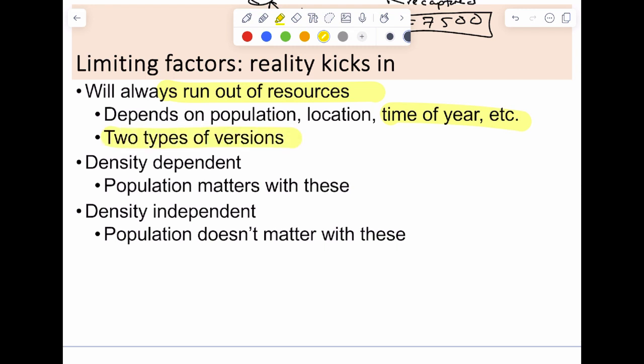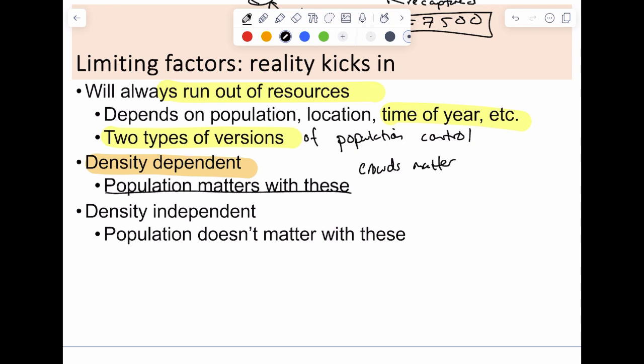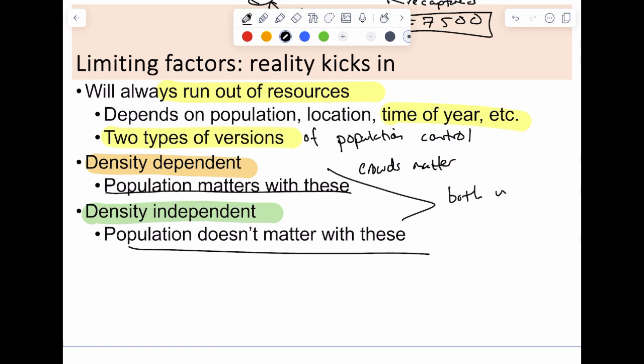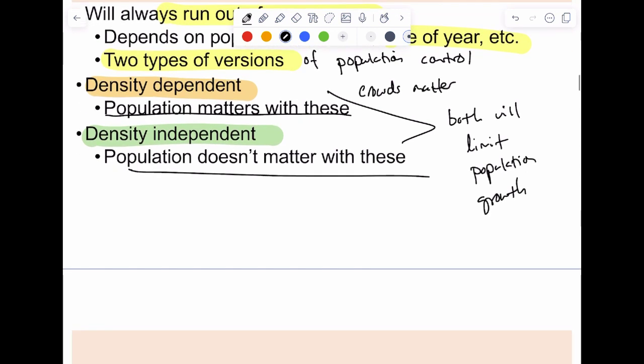What's then going to kick in is a control. We have two different versions of population control. One of those is what we call density dependent. Density dependent factors has all to do with how crowded the conditions are. So the crowds matter. The population density is important. The other option is density independent, and that's where it doesn't matter how crowded it is. But the result is both of these will limit population growth, which is a nice way of saying stop exponential growth.